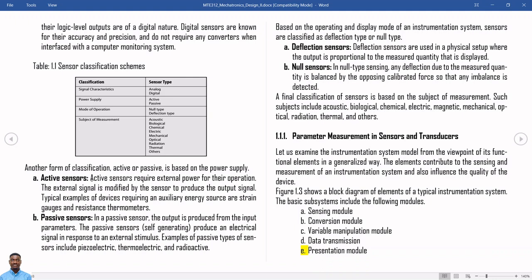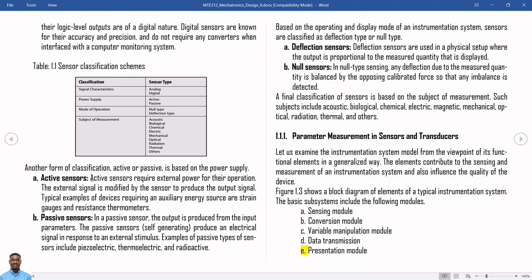So active sensors emit energy into the environment. For example, your ultrasonic sensor, your infrared sensor, there will be an infrared light that will be lit when you turn on the sensor. So when there is a blockage of that light, then the sensor knows, okay, there's an object there that has been detected. So they emit energy into the environment and they measure the reflected signal. Those are active sensors.